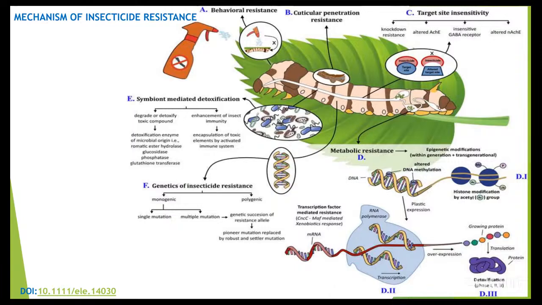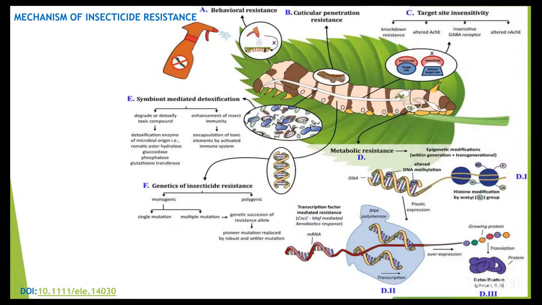A tenfold increased activity of acetylcholinesterase has been reported in a Drosophila strain selected with parathion. There is insufficient evidence that the enzyme hydrolyzing the acetylcholine is indeed an acetylcholinesterase. So, increased rate of excretion.